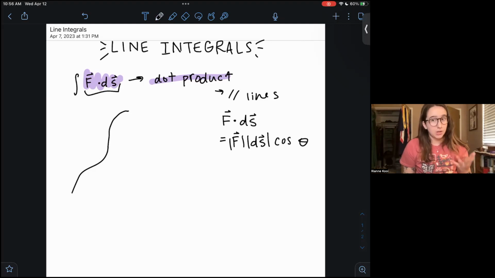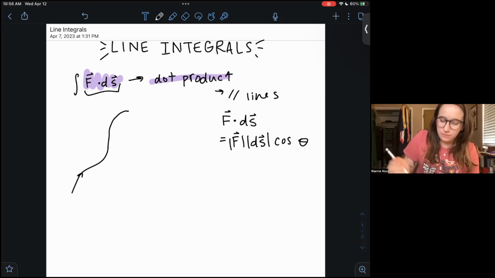Most of the time when we see line integrals in this class, we're going to be assuming, and actually making sure, that the line we're working on is going to be in the same direction as our vector field, or in this case, our magnetic field.